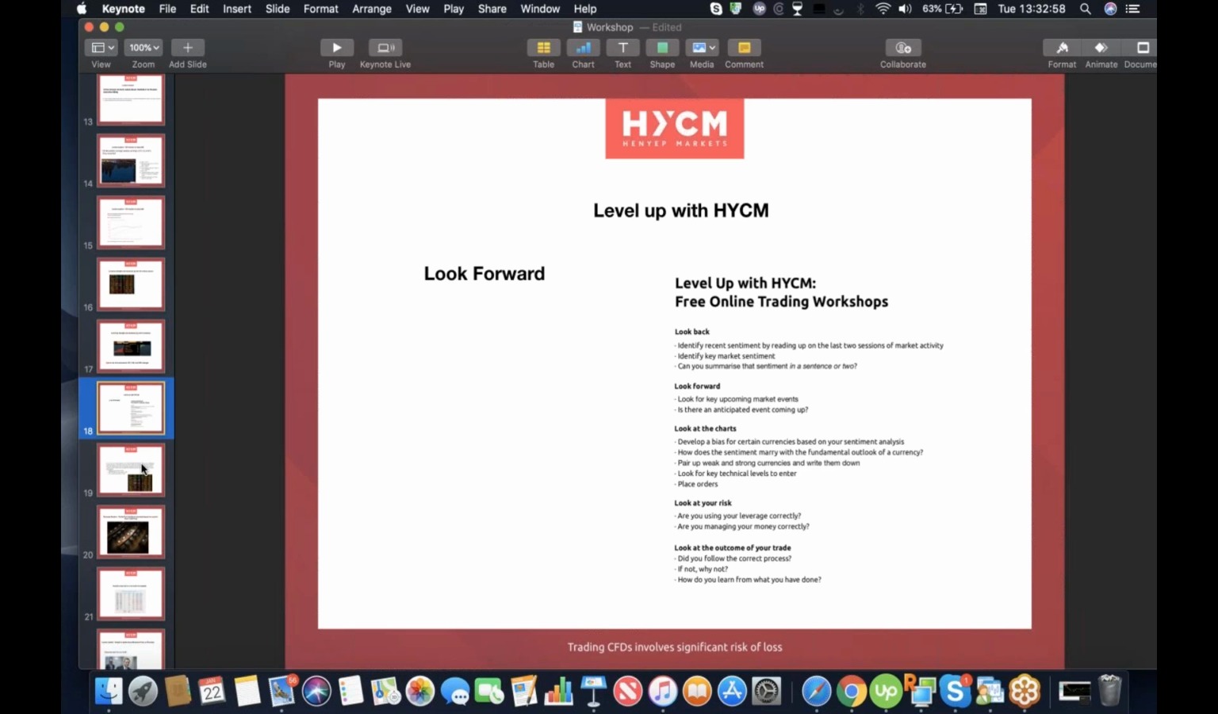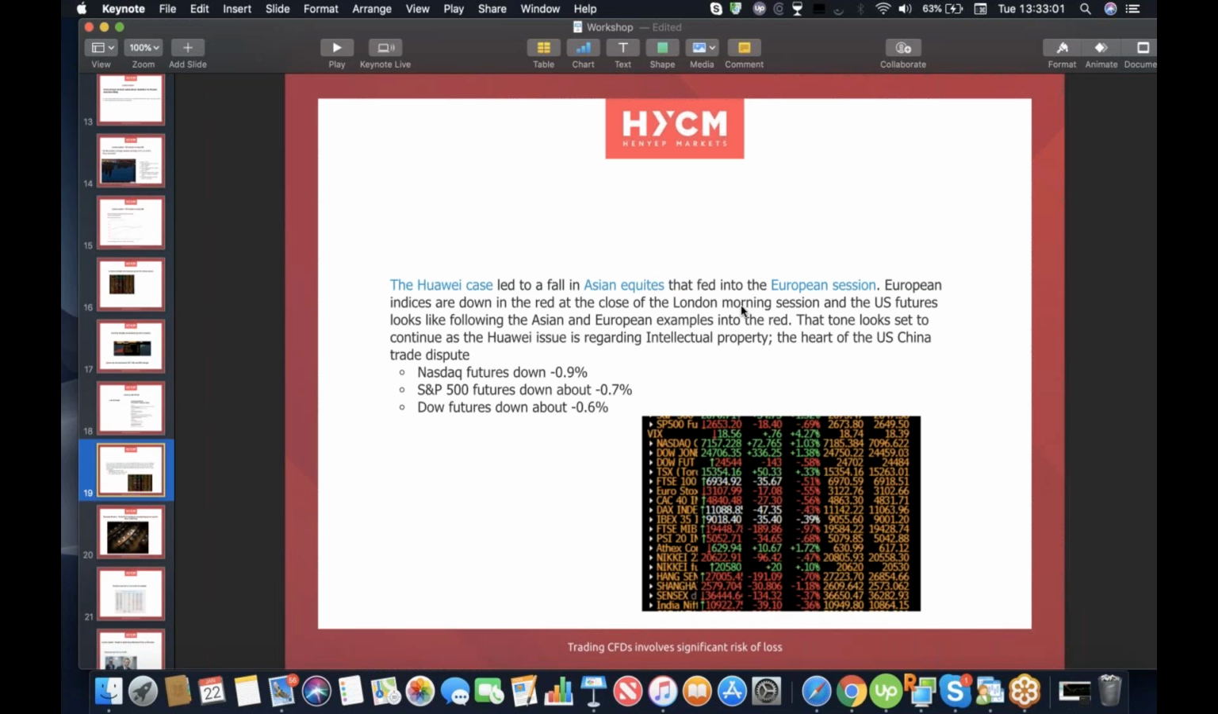So we look forward. I've gone through that, and this was just to show you the way they flow through, okay? Because we had the fall in the Asian equities that led to a fall in the European equities that in turn are leading to a fall in the US futures market. So when the S&P 500 opens, it's possible that it's going to open down, okay? So you see Asia fed into Europe, and will Europe now follow into the US? That's what we're trying to look at.